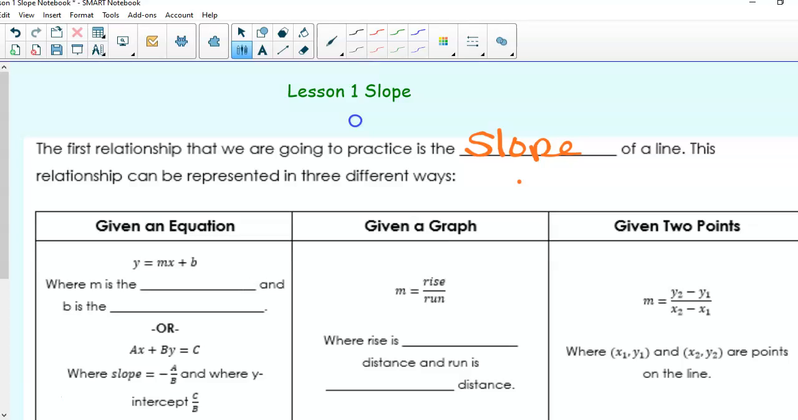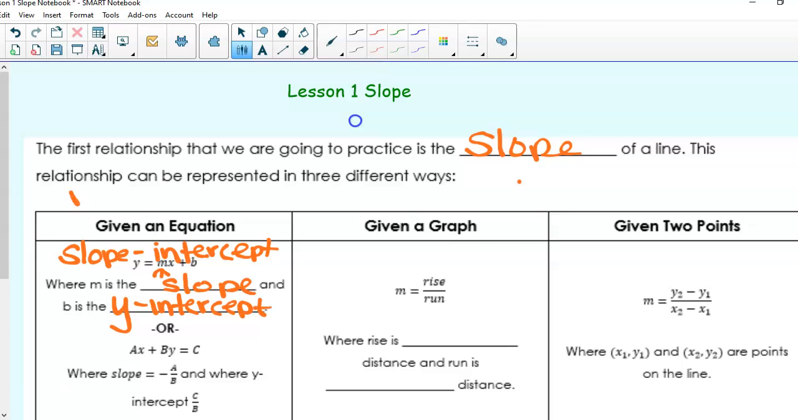Our first type of equation is in slope-intercept form. It's y equals mx plus b. It is the equation of a line. It's called slope-intercept because we have an m that represents our slope, and b represents our y-intercept.